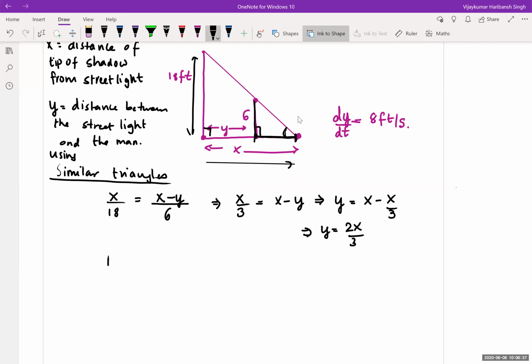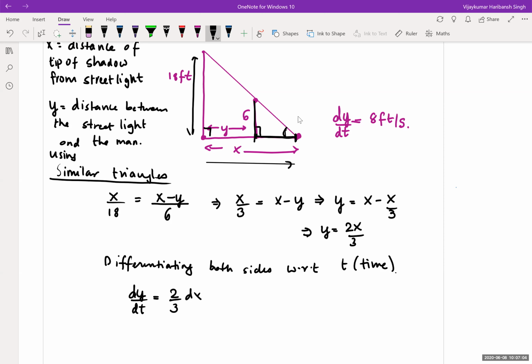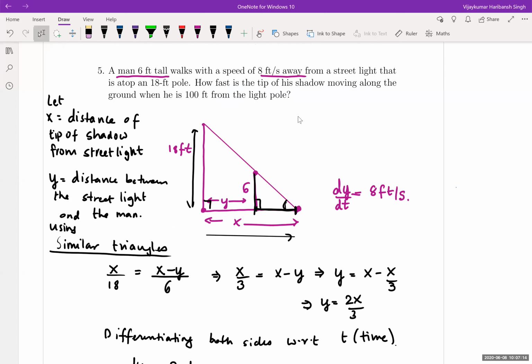Now differentiating both sides with respect to t, the time, we get dy by dt equals 2 by 3 times dx by dt. So dy by dt is already given to you. dx by dt is what you are looking for, right? So let's find that out.